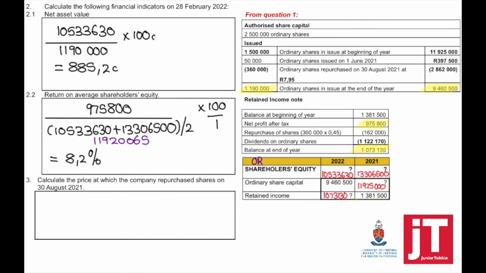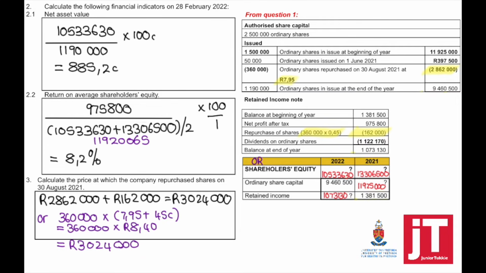Third question, calculate the price at which the company repurchased the shares on 30 August 2021. So this means this is my total outflow of cash. This is the amount that will appear in your cash flow statement. What is the total that we've paid? So we've purchased 360,000 shares. To get the total, we take the ordinary share capital plus the amount in the retained income. Or you could have said 360,000 times the average price, which was $7.95, plus the amount above the average price. And this will give you exactly the same answer.